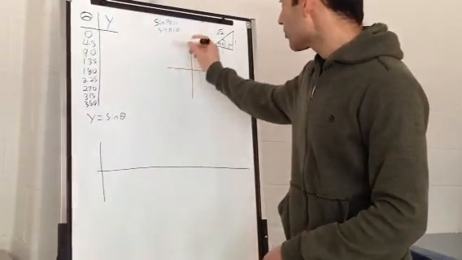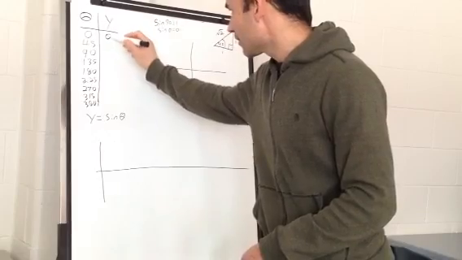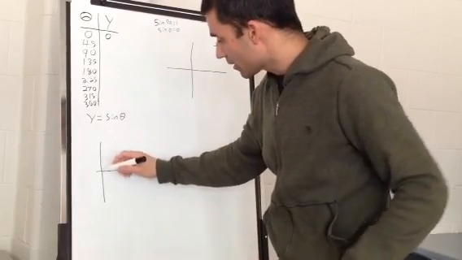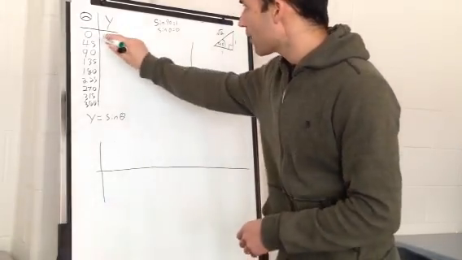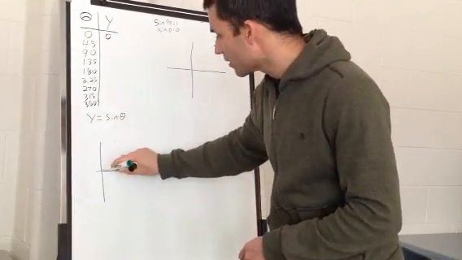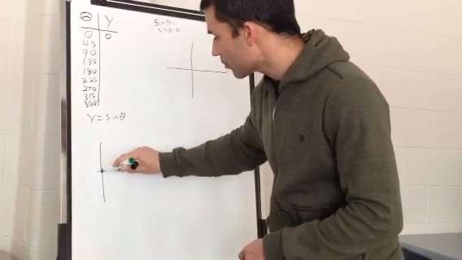The sine of 0 degrees is 0. And I'm going to plot that right here. So if theta is 0 degrees, the sine of theta is also 0. That gives us our first point.